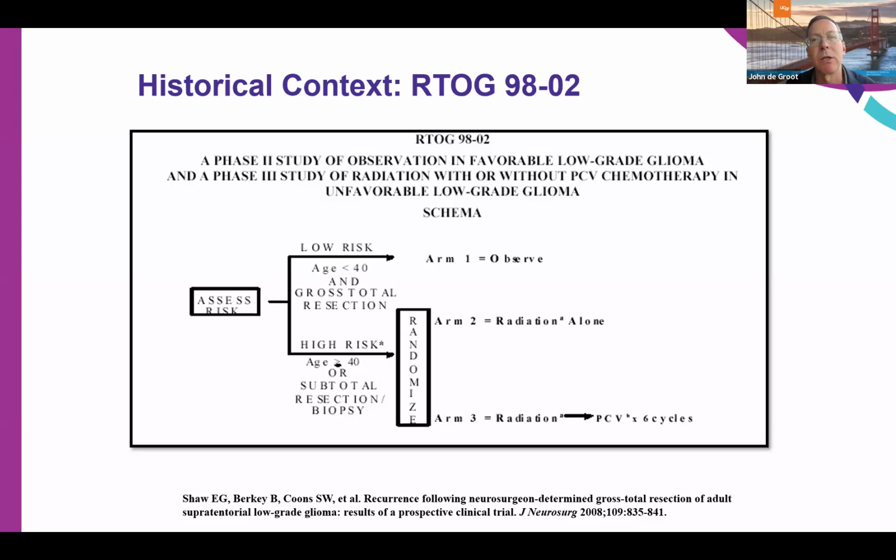So in those times, based on some previous studies, there was good data suggesting that younger patients and patients whose tumors were completely resected, what we call a gross total resection, tended to be at lower risk of progressing. And I think we still think about that as a group of patients where we would just observe. But patients who were high risk, which at the time we were calling older than 40, or who had subtotal resection or just a biopsy, are at high risk of progression. And so those patients on this study were randomized to radiation alone or radiation followed by chemotherapy. The chemotherapy used at the time was PCV, which stands for procarbazine, CCNU, and vincristine. It's a 3-drug regimen that has been around for a long time and shown to be quite effective.